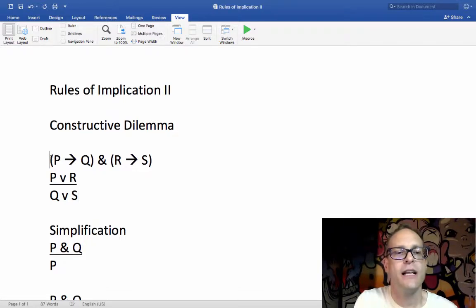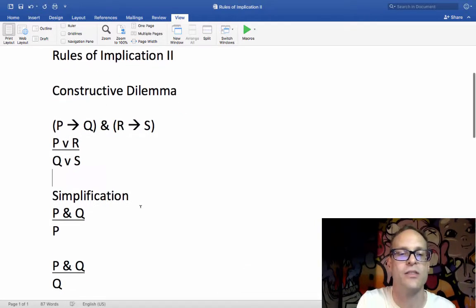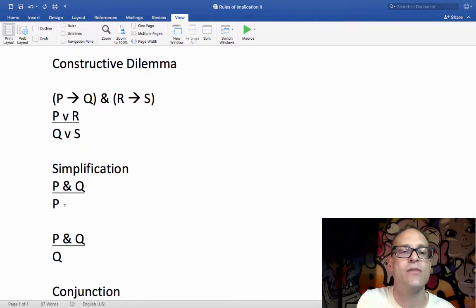This looks very complex, but it's pretty straightforward. Here's how it goes. The first line is just a conjunct of 2 conditionals. If it's a cat, then it has worms. And if it's a dog, then it has fleas. It is a cat or it is a dog, so it has worms or fleas. That's it. That's all Constructive Dilemma says. Next up to bat, we have simplification.